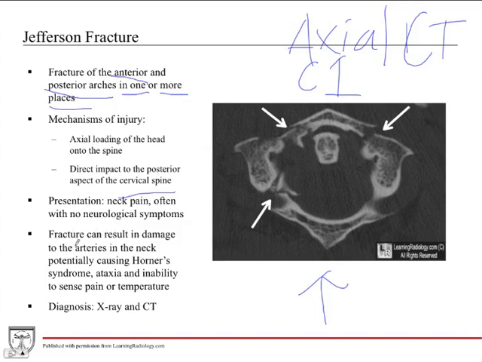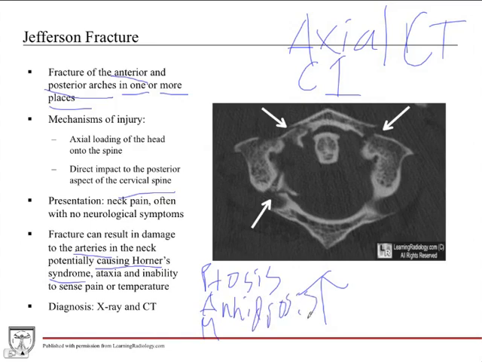Fractures can result in damage to the arteries, mainly those vertebral arteries in the neck, but also the carotids. They can potentially cause Horner syndrome, which is, PAM is the way you can remember this, and Horner syndrome will come up in many clinical correlates. So ptosis, okay, that's one. That's like droopy eyelids, so they can't lift their eyelids. Anhidrosis, which means they don't sweat. And then you have miosis, which is constriction of your pupils, okay? And these are all sympathetic nervous system, okay?